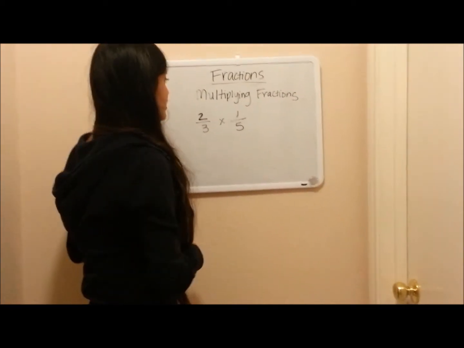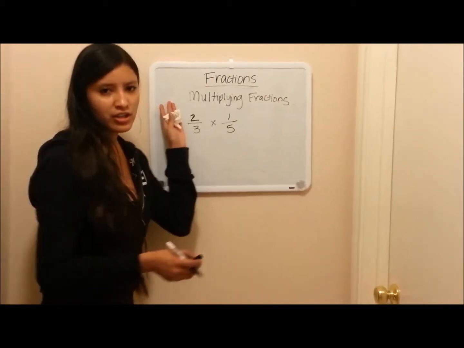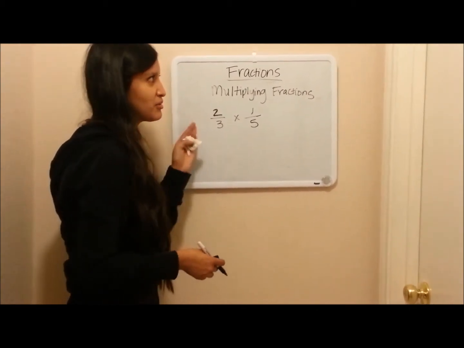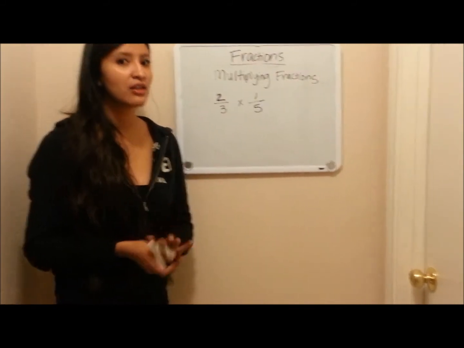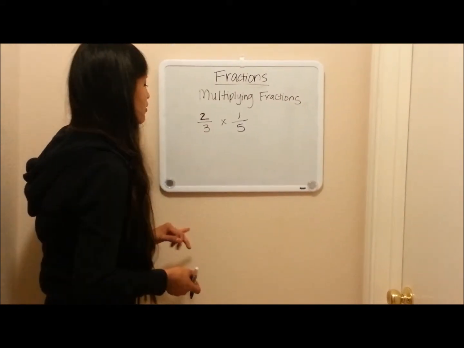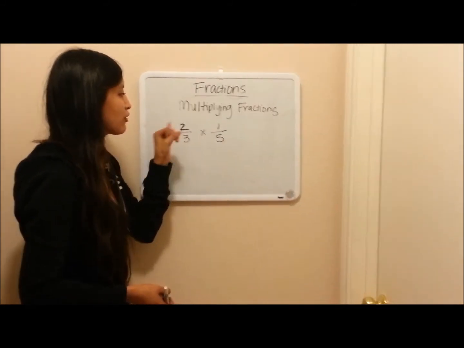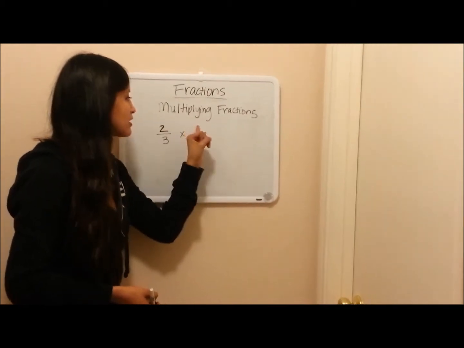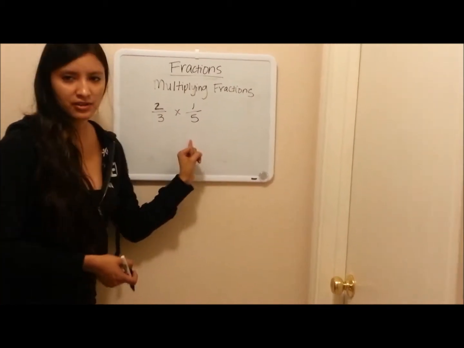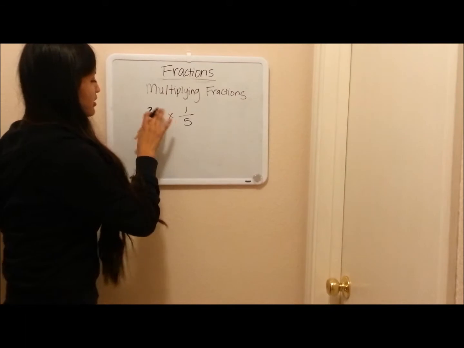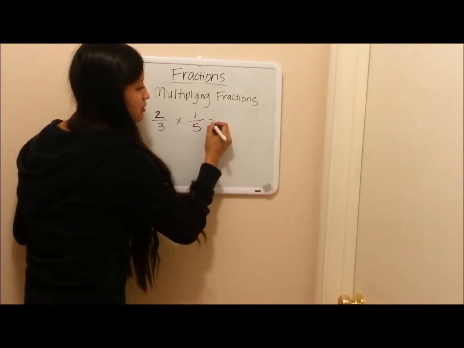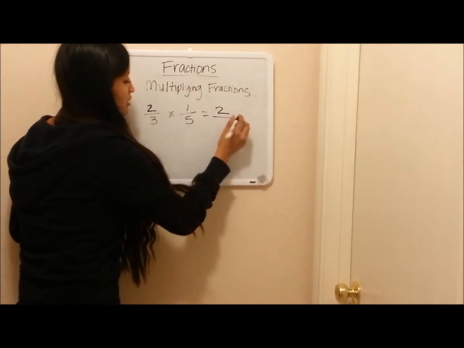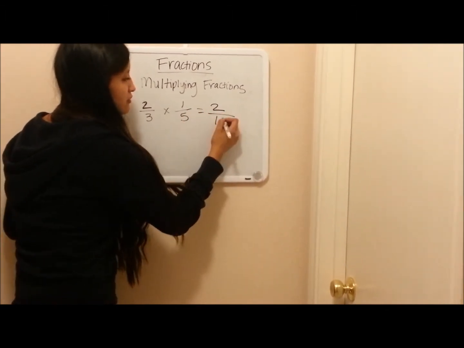Okay, now we're gonna multiply fractions. Multiplying fractions is like the easiest thing because you don't need a common denominator. So all you have to do is actually multiply across. So multiply the numerators and then also multiply the denominators. For example, for this one, it's 2 times 1 is 2, and 3 times 5 is 15.